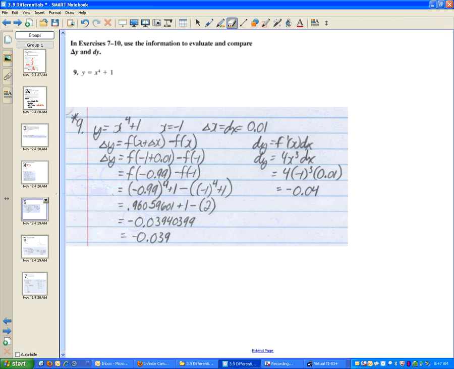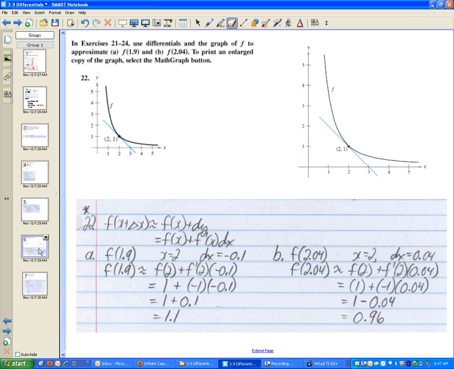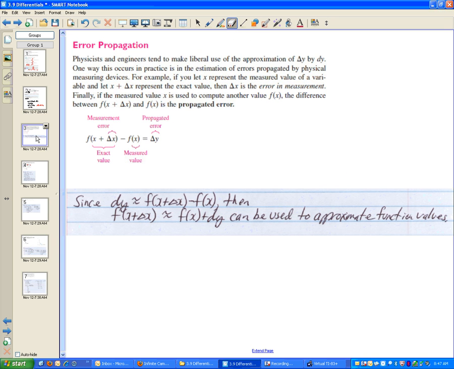All right, let's do another one. Okay, before we do that, I need to talk about this. Physicists and engineers tend to make liberal use of the approximation of delta y by dy. I'll have to take their word for it. I've never been a physicist nor an engineer. One way this occurs in practice is in the estimation of errors propagated by physical measuring devices.